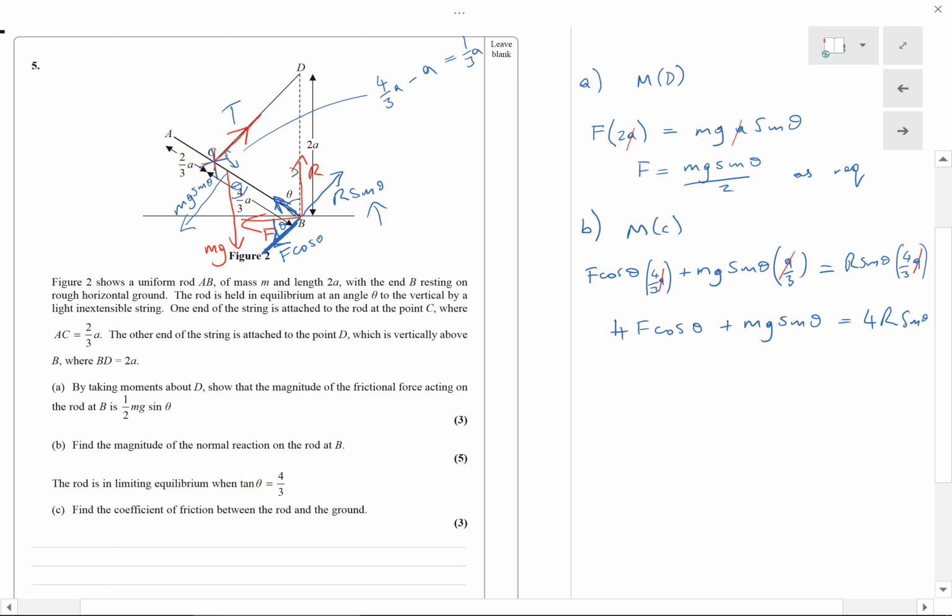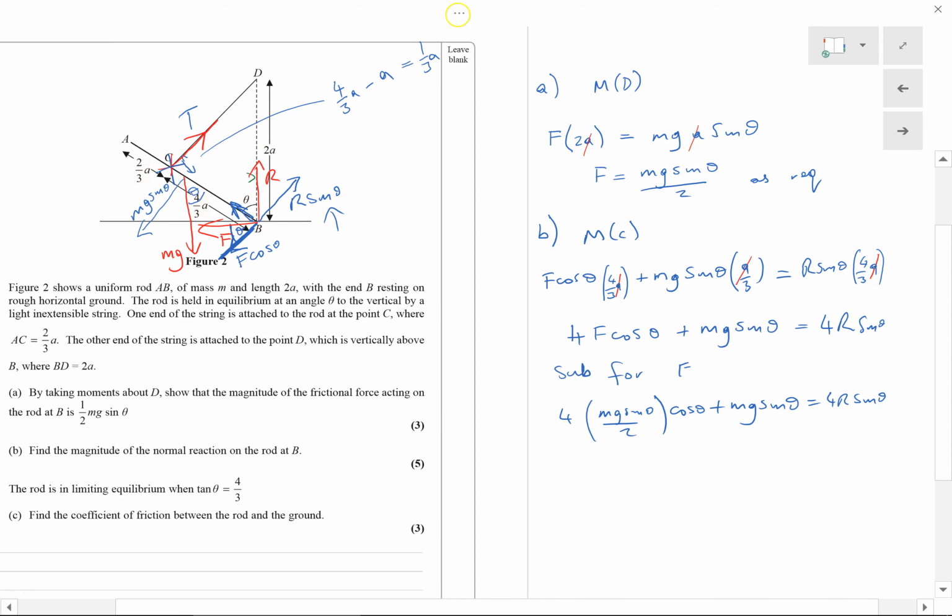Now we can substitute for f, and then we can get an expression for r. So if we substitute for f, we have 4 mg sine theta over 2 times cos theta plus mg sine theta is equal to 4r sine theta.